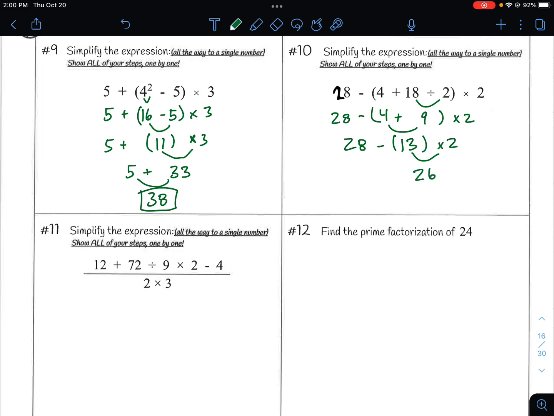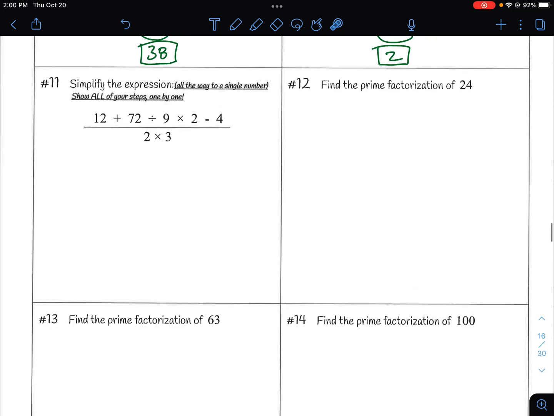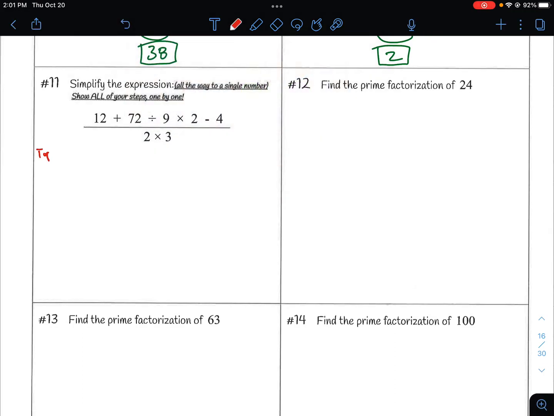26. Bring everything else down, 28, and 28 minus 26 is 2. If you had 18 minus 26, well, you end up with some negative number, which is not nice, but let's move on. We've got a top and bottom here as well. So I'm going to deal with the top first. I'm going to rewrite the whole thing.